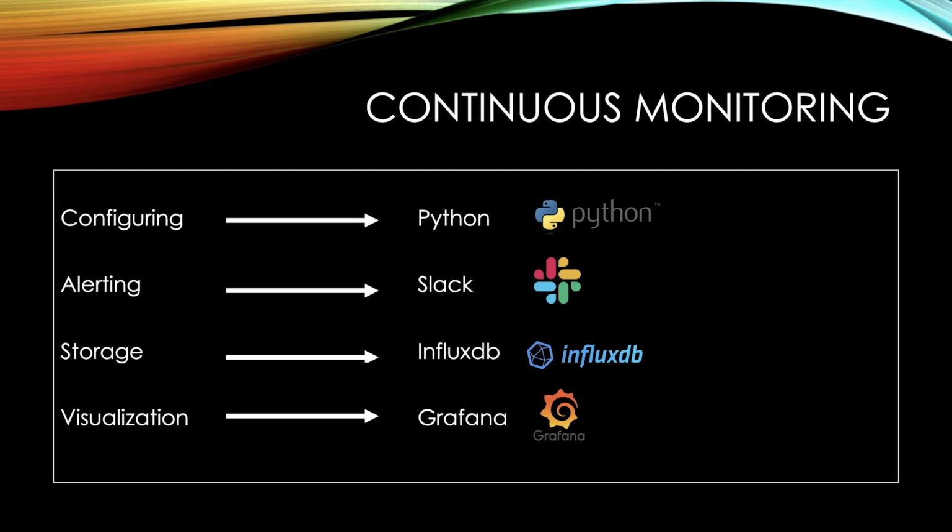If we want to wrap it up, for configuring we have Python, for alerting we have Slack, for storage we're going to use InfluxDB, and finally, for visualization, Grafana is the thing. Let me show you how it's going to work. This is my computer. Then there is the cloud. Right now, nothing is here.